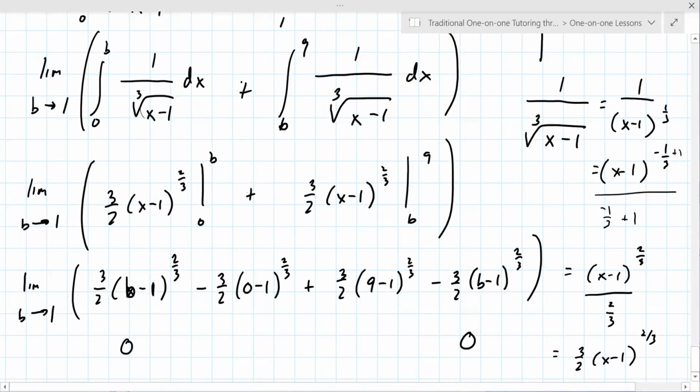This is -1 to the 2/3 power. So it's the cube root of -1 squared. -1 squared is 1, cube root of 1 is 1. So this is -3/2. Then 9 minus 1 is 8, so this is the cube root of 8 squared. 8 squared is 64, cube root of 64 is 4. 3/2 times 4 is 6. And you just add those together. That's your answer.